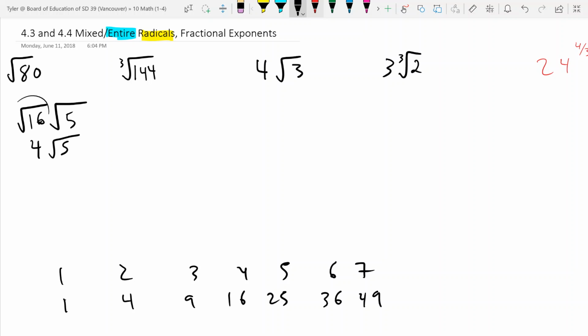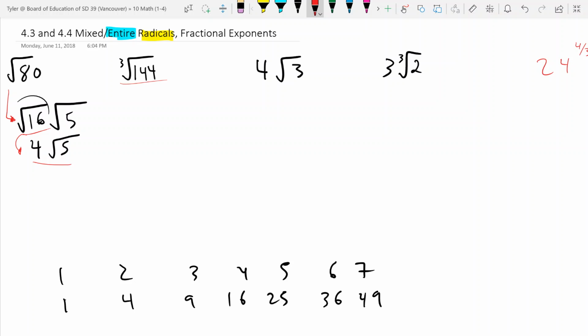So the idea is that when we're simplifying, you want to rewrite it as two things multiplied together, and you want one of them to be a perfect square so that you can simplify it that way. And then that's it. That's the entire radical turned into the mixed radical.